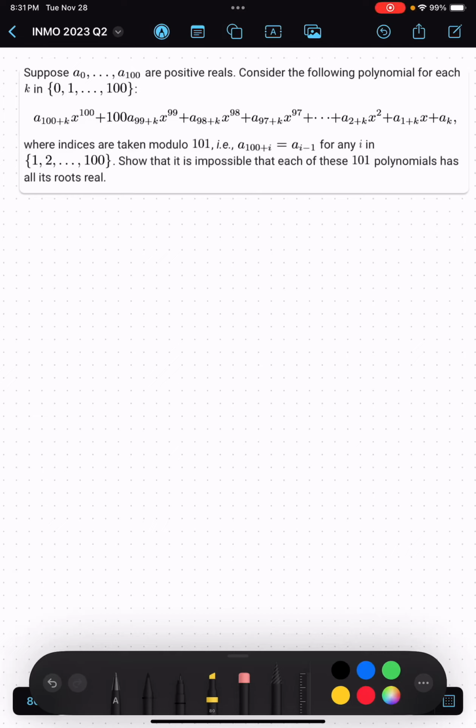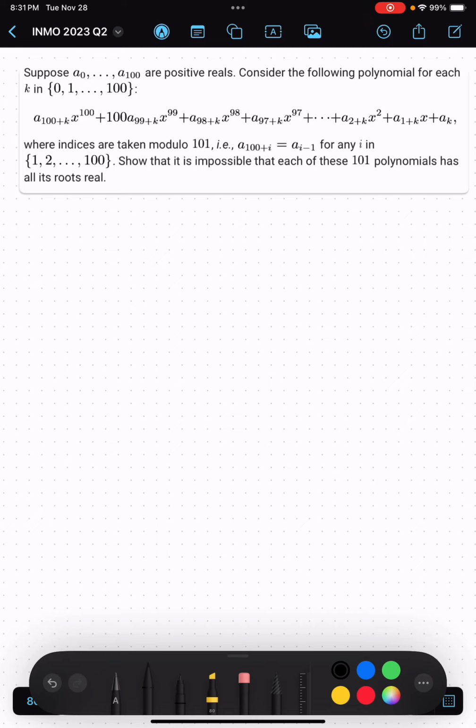Hello everyone. Today we'll be solving problem 2 from the 2023 Indian National Mathematics Olympiad. This is a nice problem involving some number theory, algebra and inequalities. Let me first explain the problem to you.